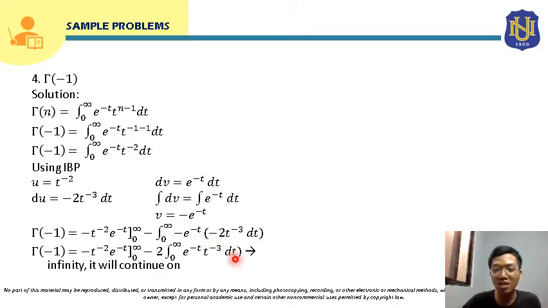If you try to apply integration by parts again, this will just yield t raised to negative 4. And if we apply IBP again, that will become t raised to negative 5, t raised to negative 6, and so on and so forth. It will go on and on. That's why for the gamma of negative integers, that will just yield infinity. So this is infinite.